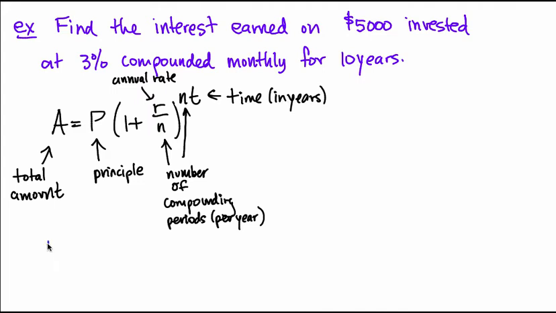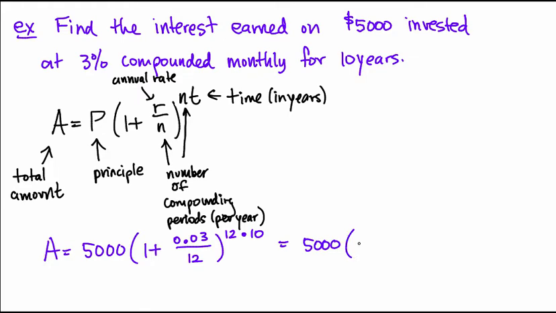Okay, so the total amount that they owe me back is, well, I gave them $5,000, and it was at 3% every month, and there are 12 months in a year, and 12 months in a year times 10 years. So the total amount of money that they need to give me back is 5,000 times, and I'm just going to calculate what this number is inside here. And I got 1.0025, so that's my base.